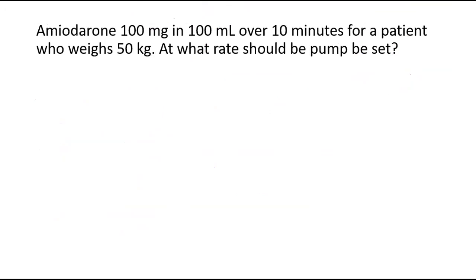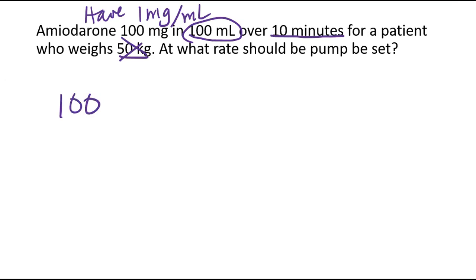Amiodarone, I love this. We have 100 over 100, so you can say, all right, I have 1 milligram per milliliter. That's what you have. Over 10 minutes, got to give it. Okay, so that's 100 milligrams to be given over 10 minutes. The patient weighs 50 kilograms. What rate should the pump be? There's nothing here about weight, except that you're telling how much the patient weighs. So you really don't need to do that. We need to know what the rate is going to be. So we're going to give 100 mils over 10 minutes. Okay, so that was simple. 100 mils over 10 minutes.